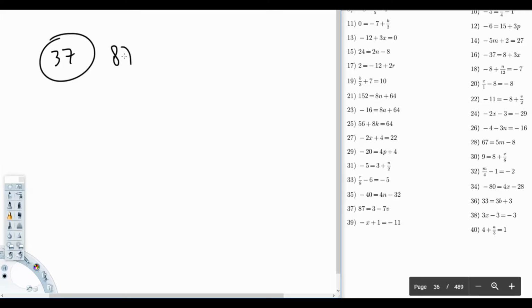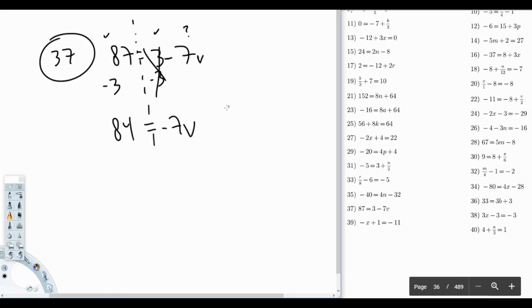37. 87 equals 3 minus 7v. So, we don't know what this is. We know what this is. We know what this is. We're going to get rid of this 3 and put it on the other side by subtracting 3 on this side, subtracting 3 on this side. This cancels out. This becomes 84 equals minus 7v. Once again, minus 7 times v.